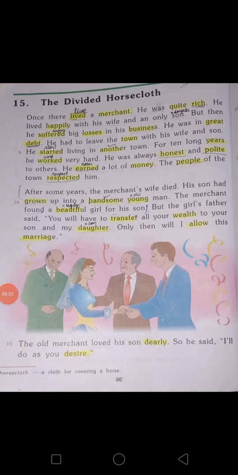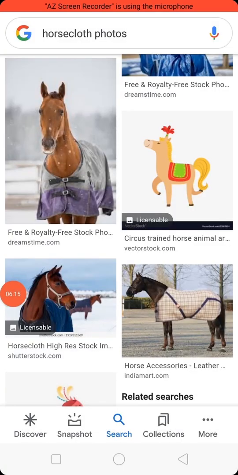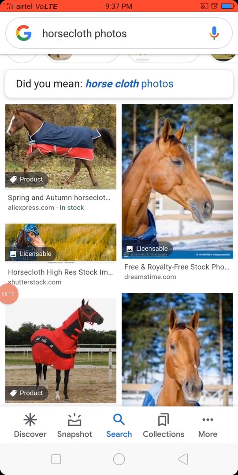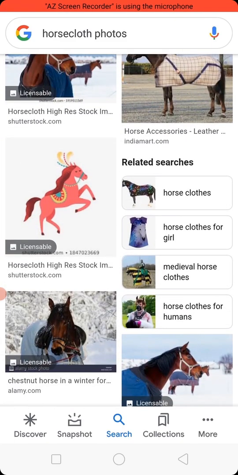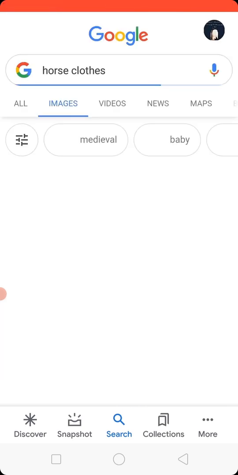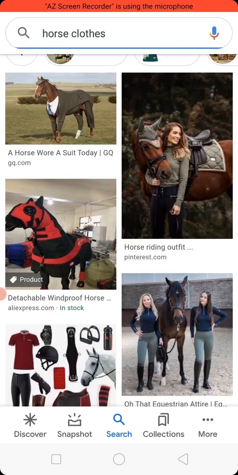Meaning of horsecloth. What is that meaning here? A cloth for covering a horse. Let me show you the pictures of it so that you can understand very clearly. Students, these are some pictures of horsecloth. I believe with these pictures you understand what exactly horsecloth stands for.